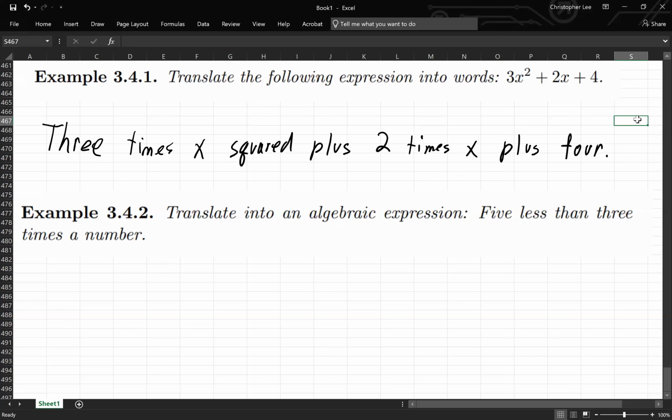All right, so let's translate into an algebraic expression. Five less than 3 times the number. What y'all think that is? Five less than 3 times the number. What do you guys think that is?